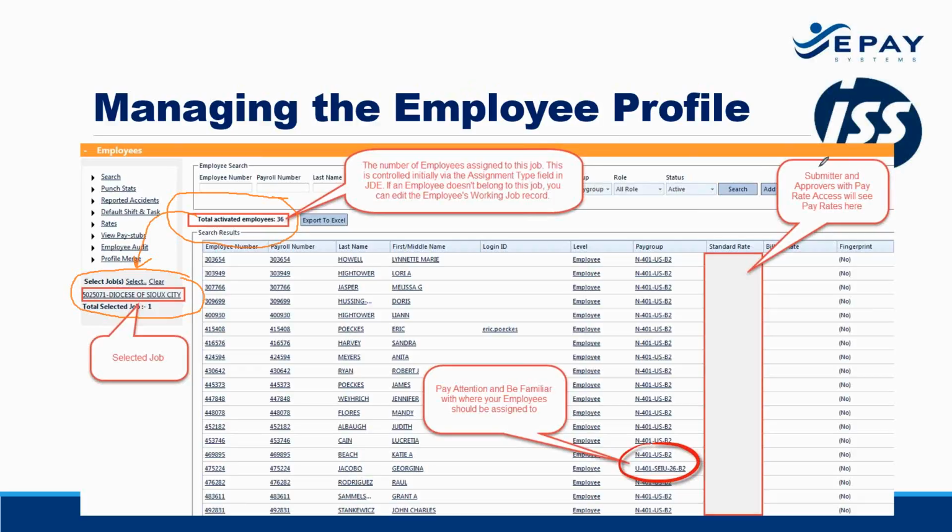Over on the far right-hand side, you have the submitters and approvers. You'll be able to see this particular column. Otherwise, this column is kind of hidden from you. That standard rate column will show the pay rates for all of our hourly employees. Salaried employees that show up in the system do not carry over a standard rate. And most times, we just pass a blank or a 0 rate for all those.